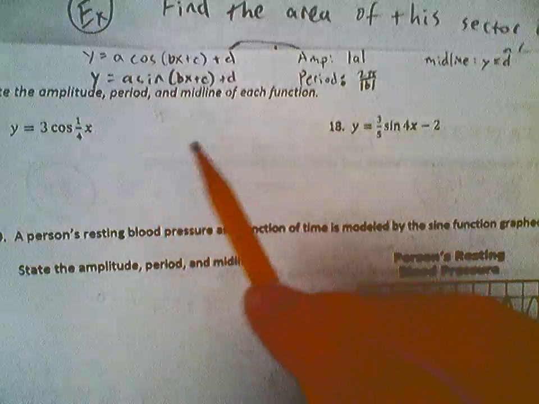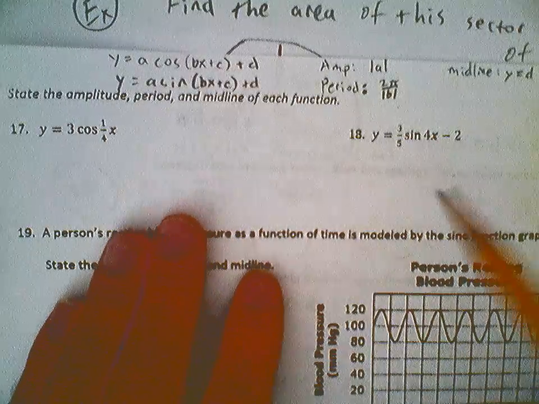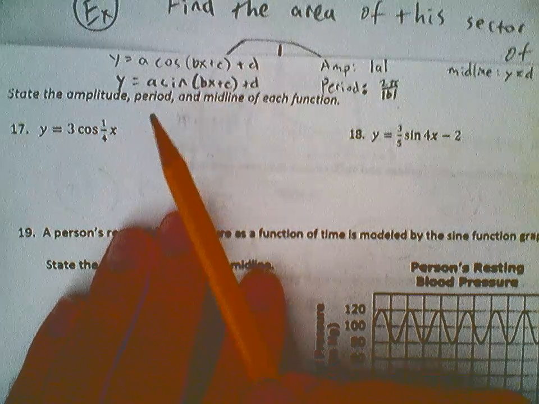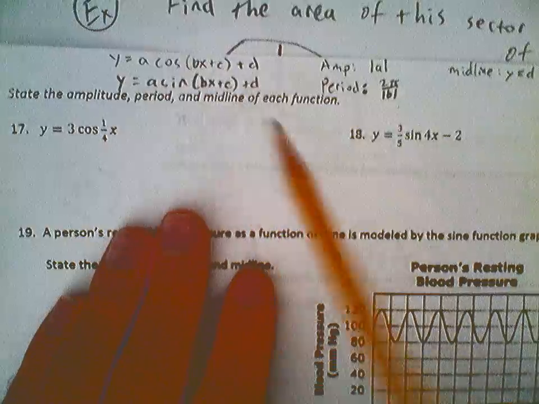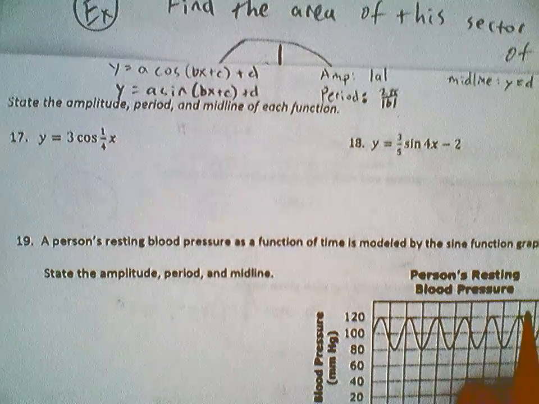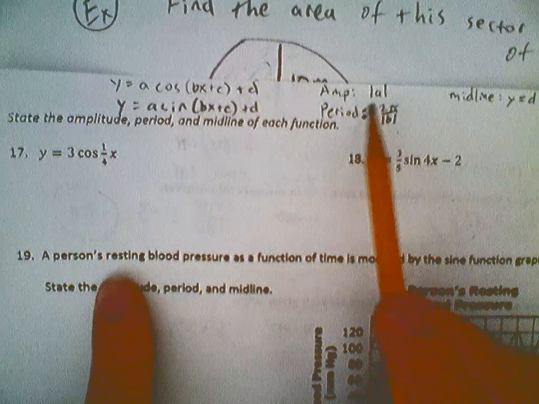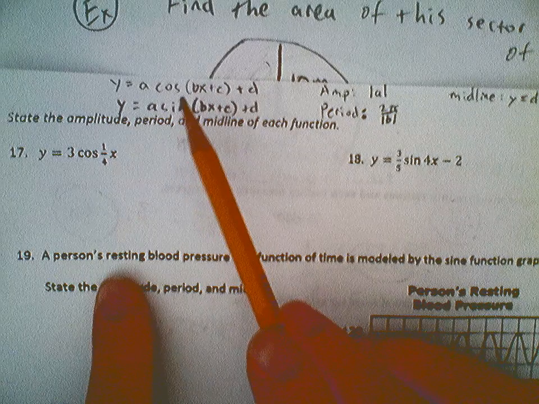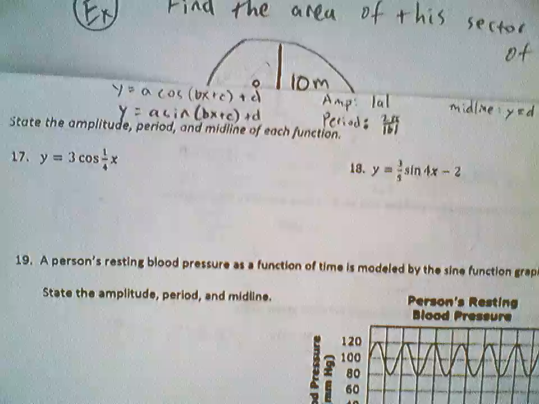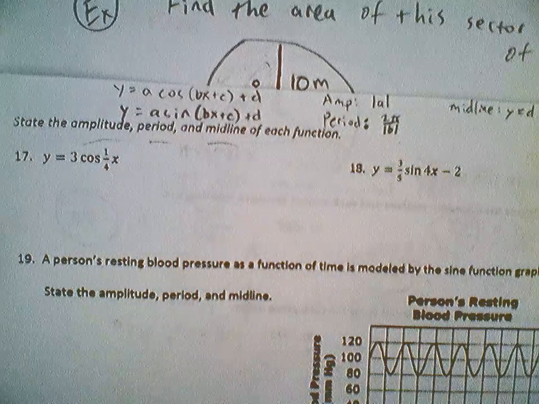Alright, in 17 and 18, we're given two trig equations. One's cosine, one's sine, and we're asked to find the amplitude, period, and the midline for each of these functions. So how we do that is the same regardless of if it's cosine or sine. We're looking at the same numbers to find these three features: amplitude, period, and midline.